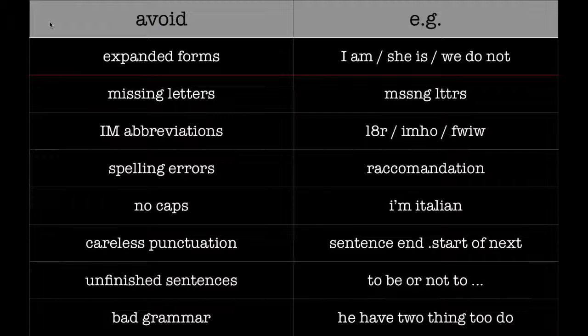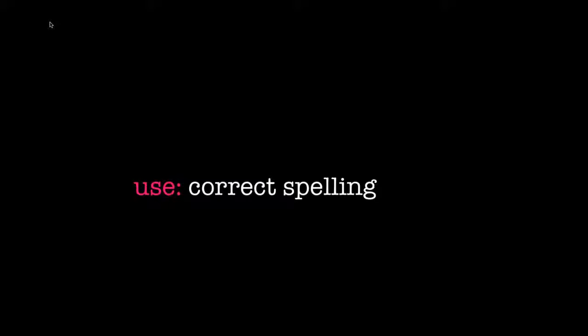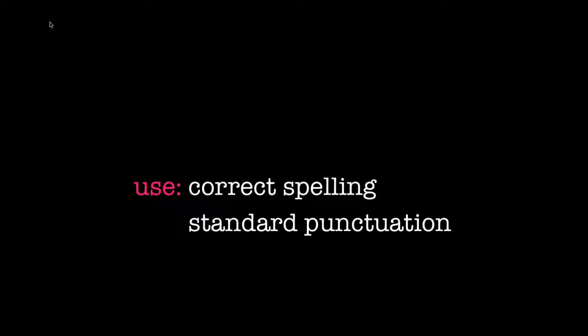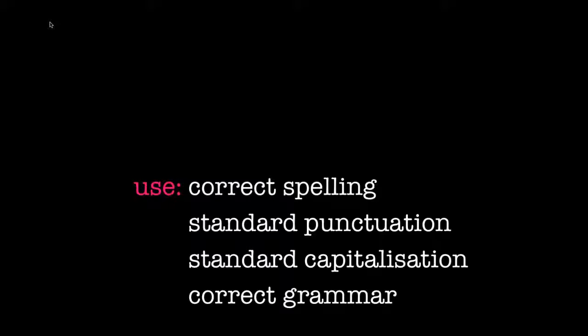So here are some rules. First of all, avoid the expanded forms. The expanded forms are obligatory in formal letters, but you should avoid them in equivalently formal email. And avoid all the short forms that people use to go faster when they are writing instant messaging. Here, it's important to use correct spelling, standard punctuation, standard capitalization, and correct grammar.